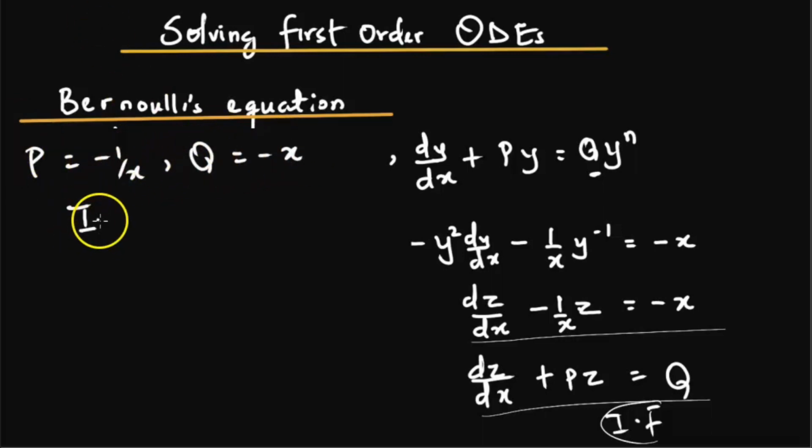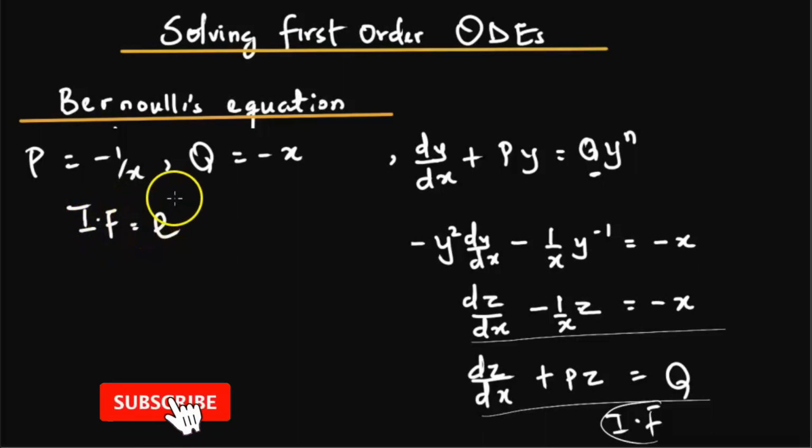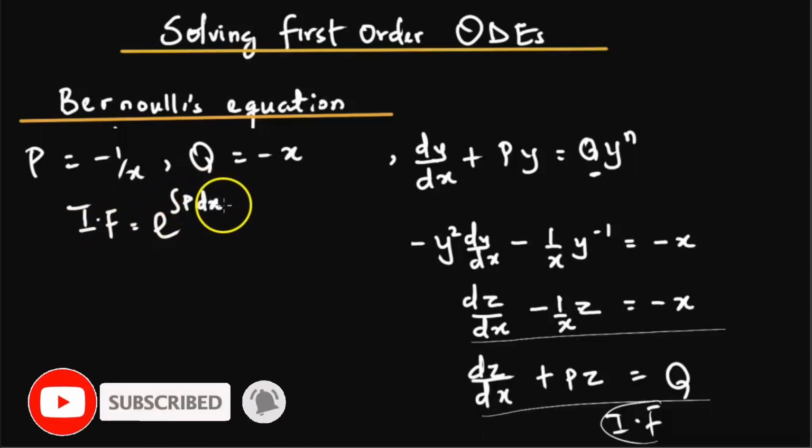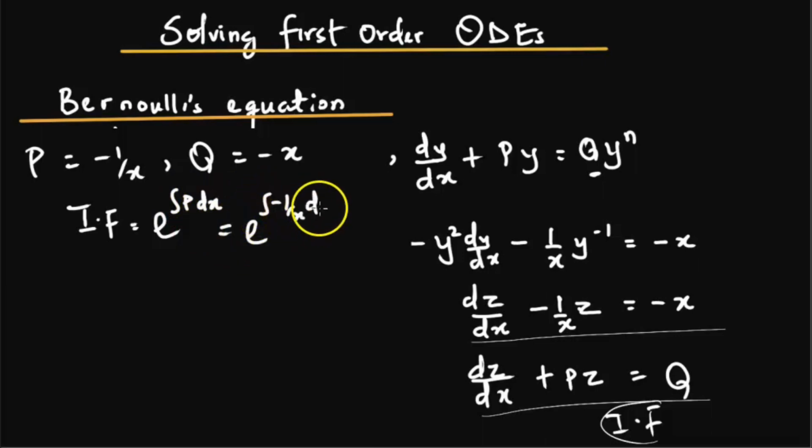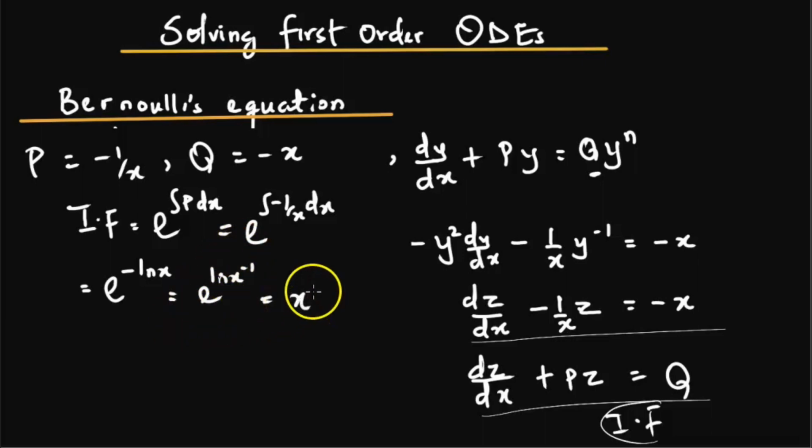And from here we can get our integrating factor to be exponential of the integral of p dx, and it becomes exponential of the integral of minus 1 over x dx. The integral of minus 1 over x gives us minus ln x, right? So we can bring this minus up as a power, and it becomes exponential of ln x to the power minus 1. Exponential being the opposite of ln cancels out, and we're left with x to the power minus 1, or 1 over x.